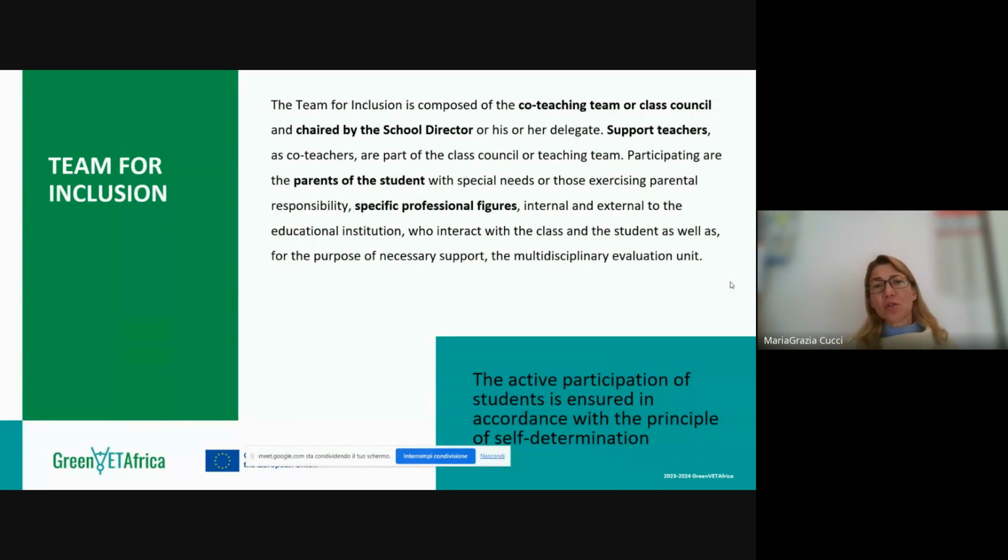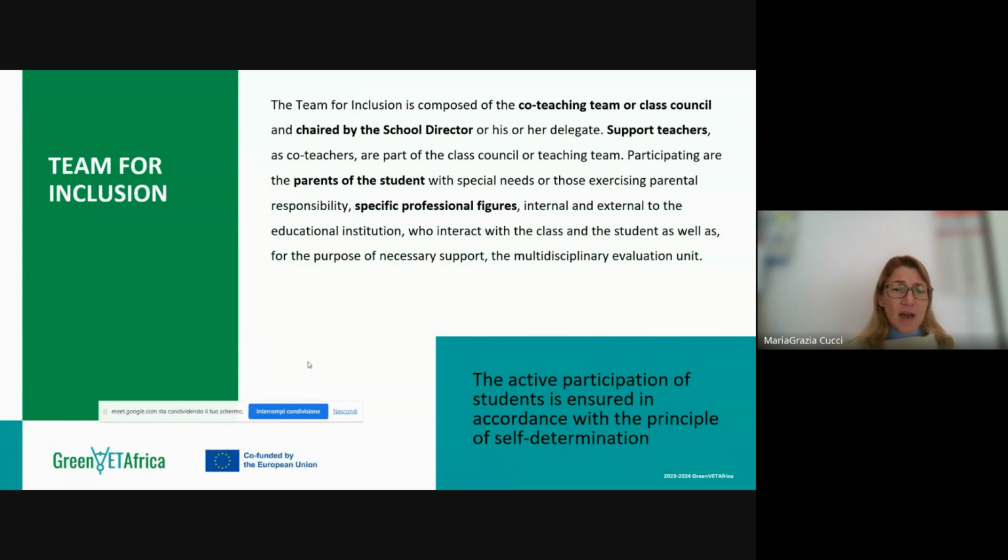Then we can also have specific professional persons that can be internal or external to the school. For instance, a psychologist or somebody who is specialized in, I don't know, physiotherapy. Sometimes we specialize in logopedy. The student is a fundamental part of the good result of this path. There is a principle of self-determination. From a certain age onwards, of course, it is important to consider what they think for their life in order to have them committed in achieving their own goals.